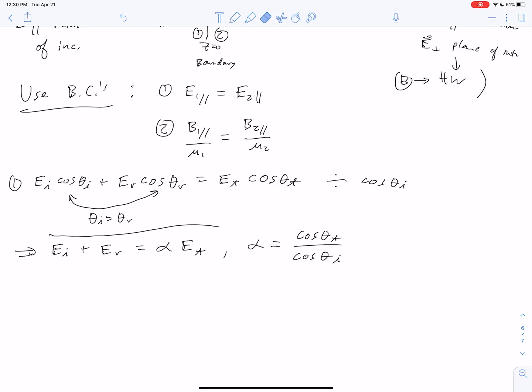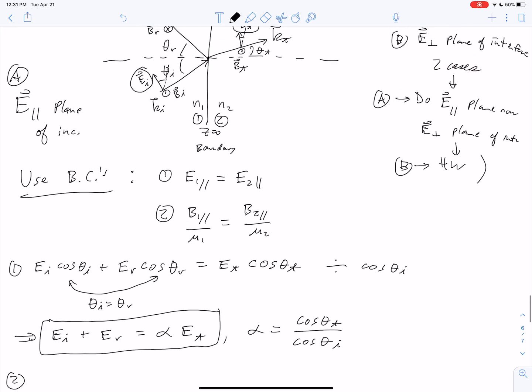And so this comes from, so that's equation number 1 that we get from boundary condition number 1. And now let's look at boundary condition number 2. From boundary condition number 2, we have to look at the parallel components of the B field.